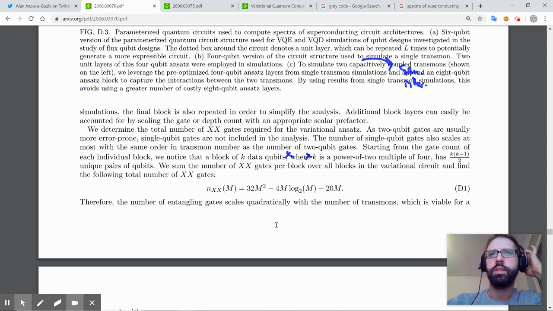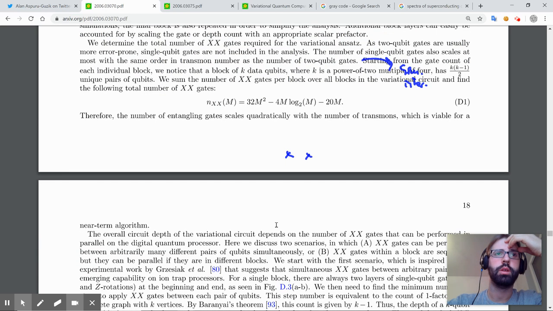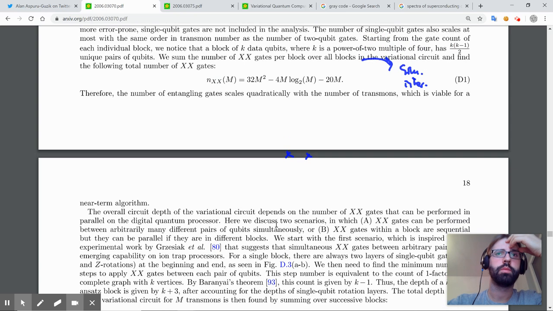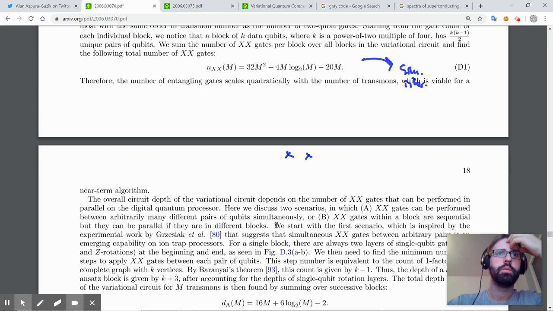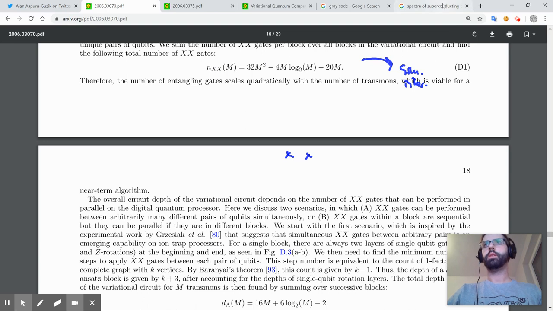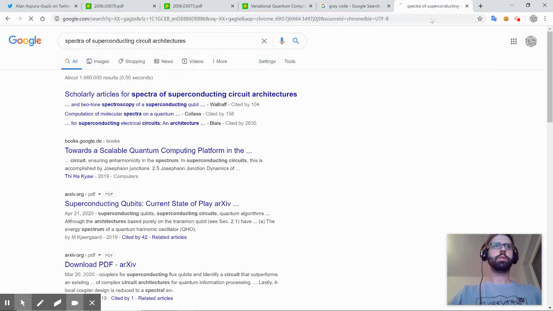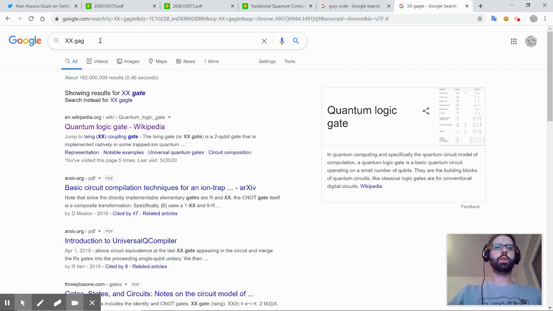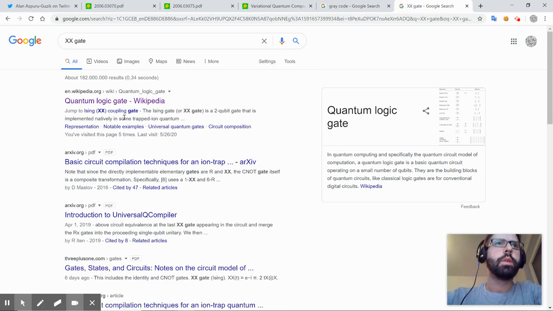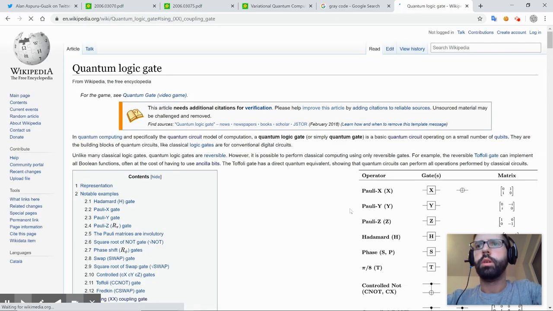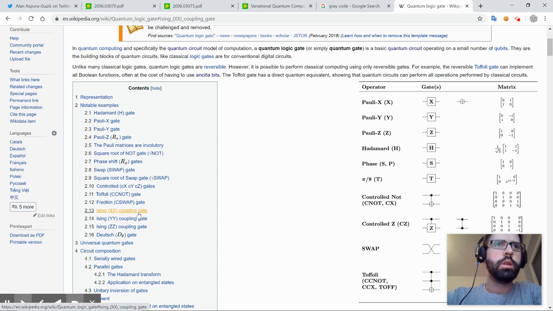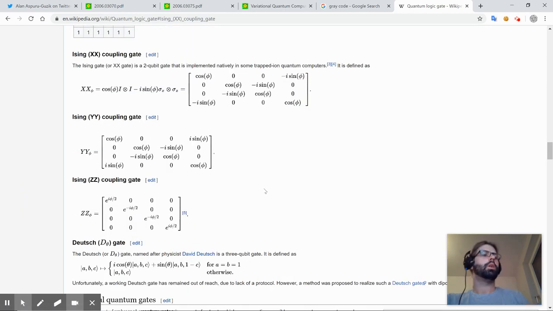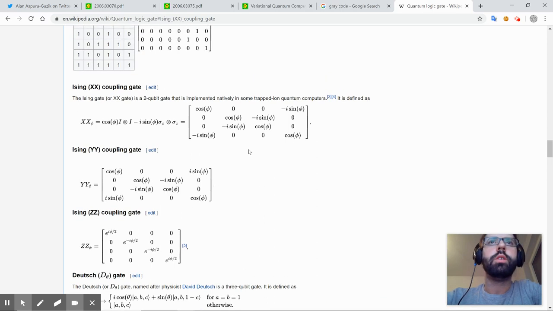What does it mean that the number of entangling states scales quadratically with the number of transmons, for a midterm algorithm? Here we discussed the scenarios in which XX gates... What are the XX gates? It's an Ising gate. It's a Kaplan gate. What is this doing? Oh, I don't know. What is this doing?